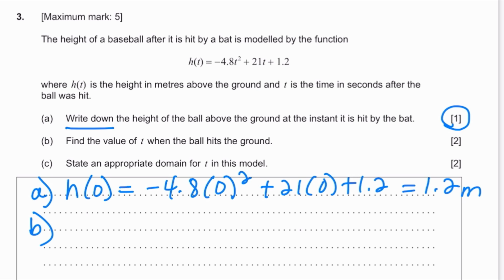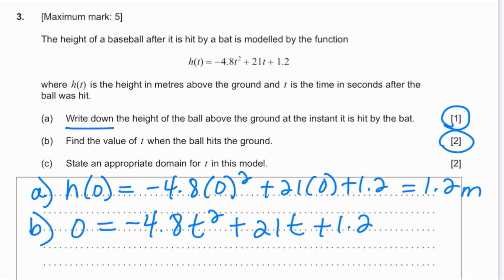When is the ball going to hit the ground? When the height is 0. So in part A, you're substituting 0 for t, but in part B, you're substituting the height, basically the answer. You want to solve for when this is equal to 0. And one of the important things to realize is that they will give you, from those 2 marks, 1 mark right now just for setting up the equation equal to 0, even if you don't know how to solve it.